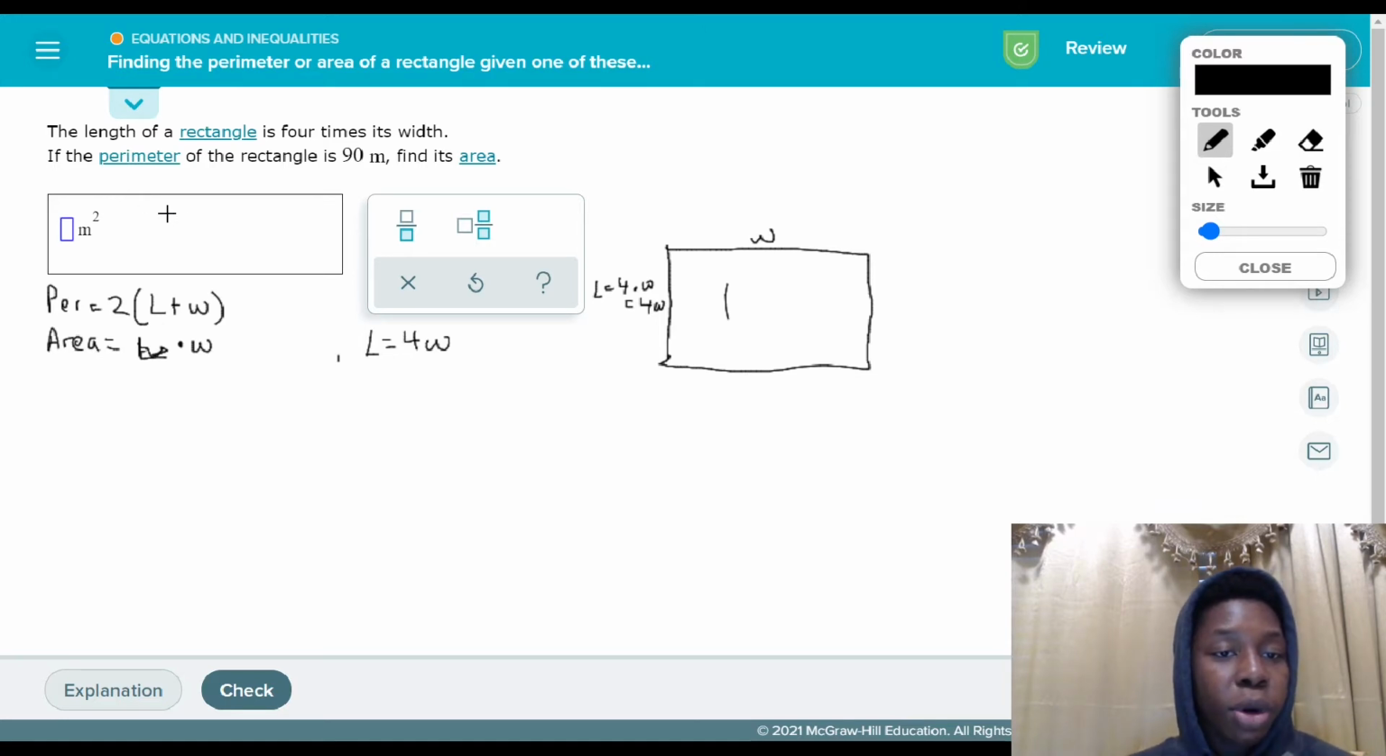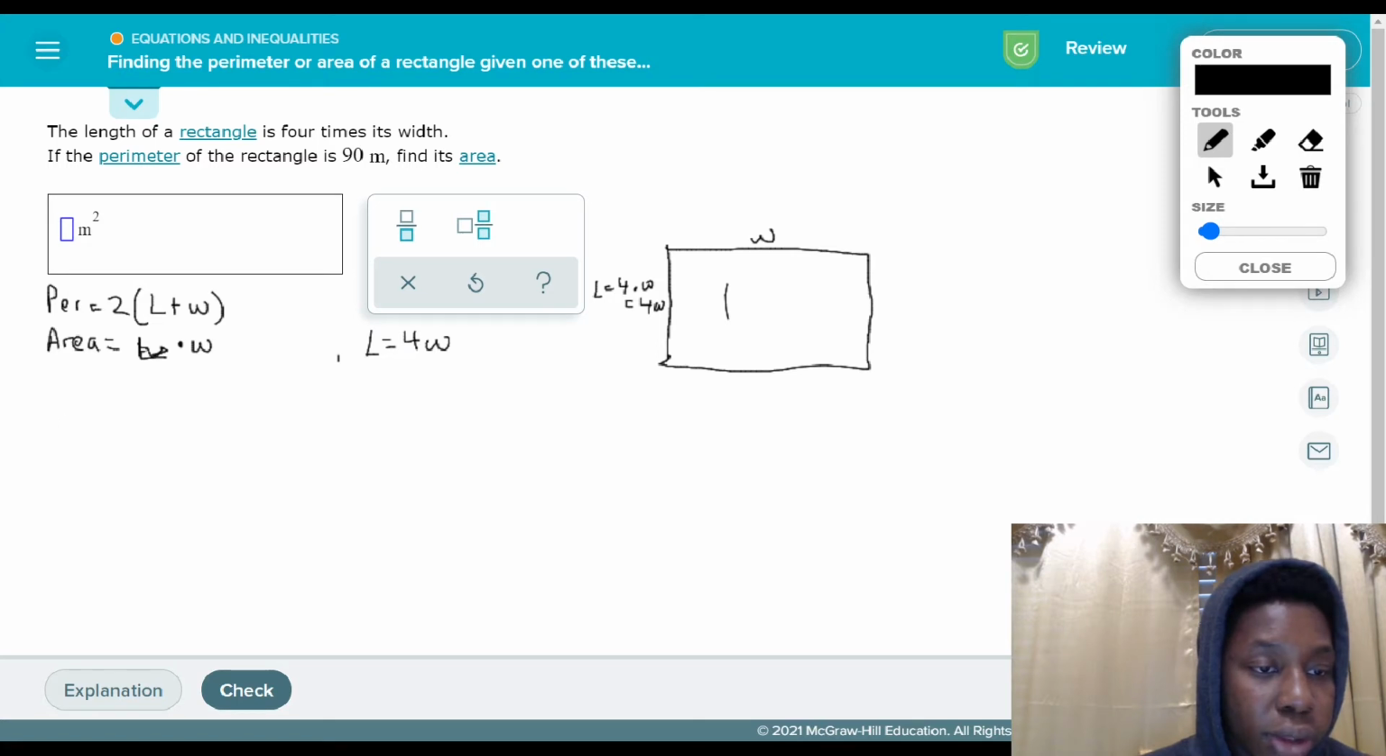So the perimeter is 90 meters. The perimeter of a rectangle in this case is 2 times length plus width, and the perimeter in this question is 90. So we replace the perimeter here with 90, which equals 2 times the length plus width. We know the length is 4w, 4 times the width. So instead of writing the length here, because that's not going to take us anywhere, we use the clue we're given that the length is 4 times the width.